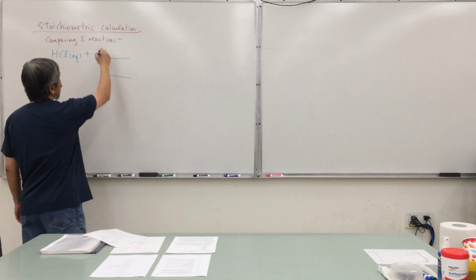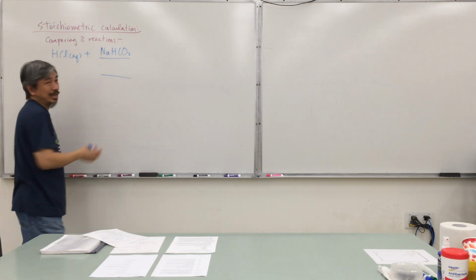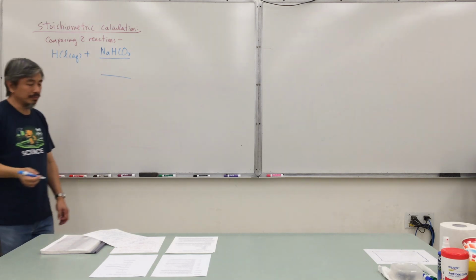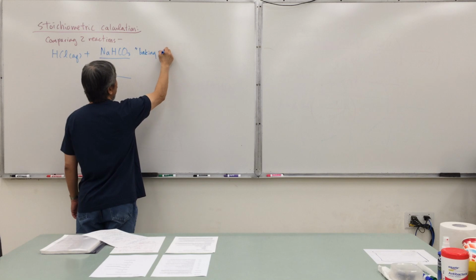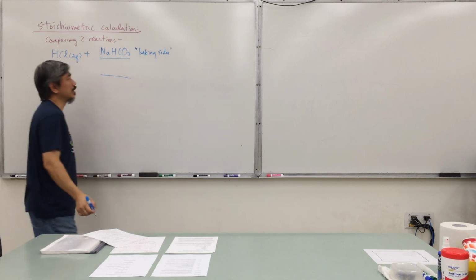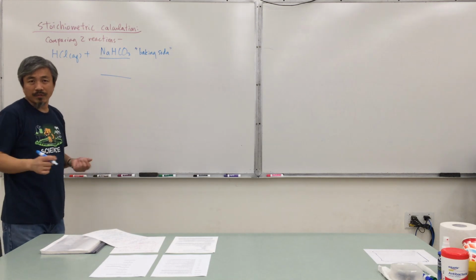The first one is pretty straightforward. Of course, this is just baking soda, sodium bicarbonate. So this is your baking soda. This is something you can actually find in your cupboard in your kitchen and so forth. The other one is going to be a little bit more of a commercial product.